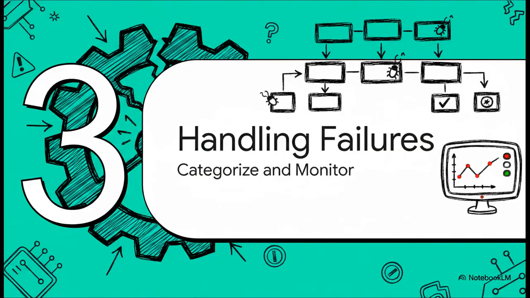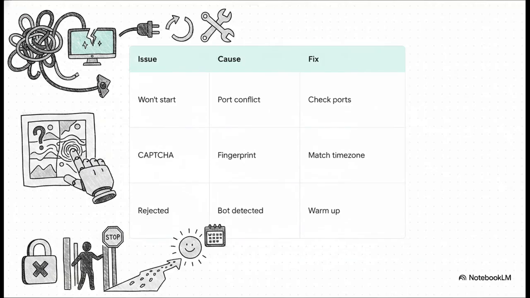Section 3. Handling failures, categorizing and monitoring the chaos. To finally stop dealing with generic crashes, we desperately need an exact failure taxonomy. Let's say a profile just won't start.